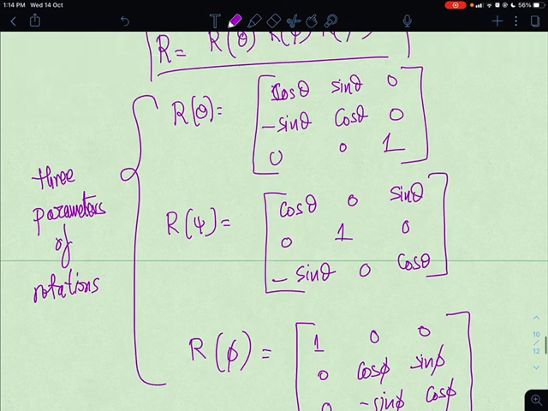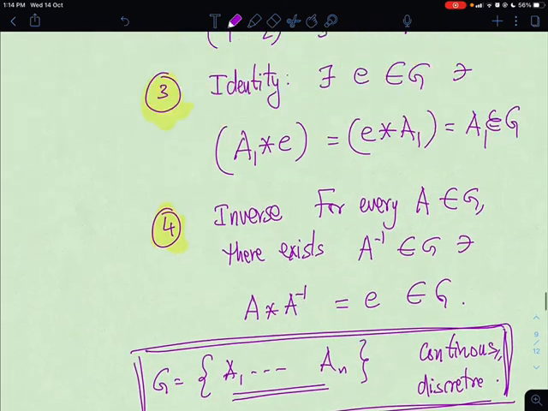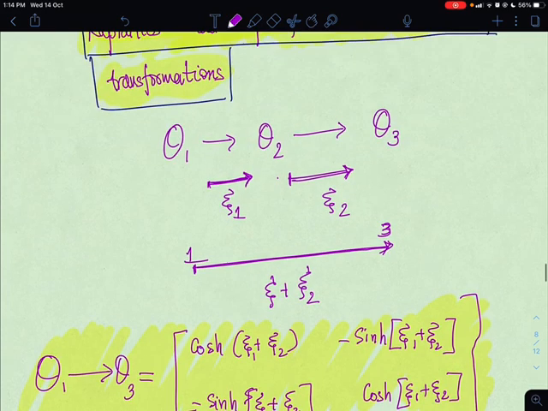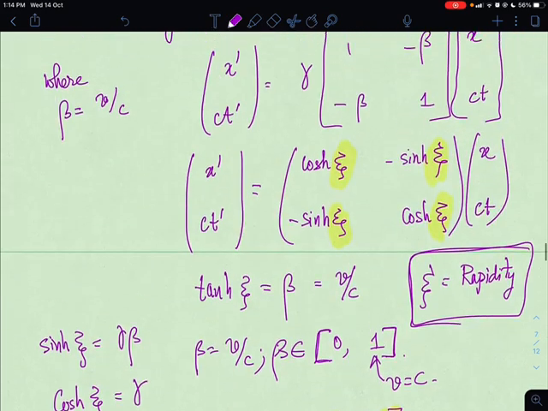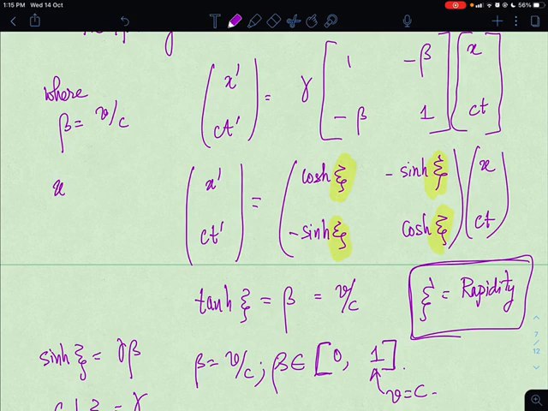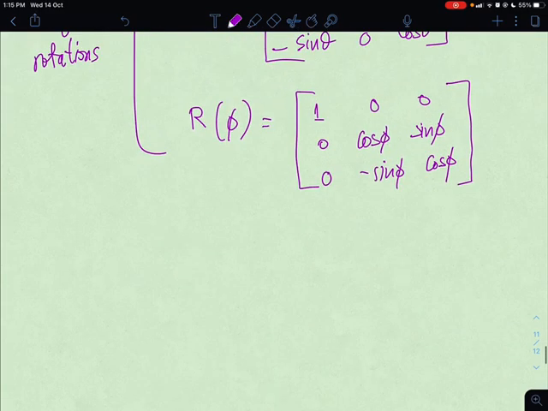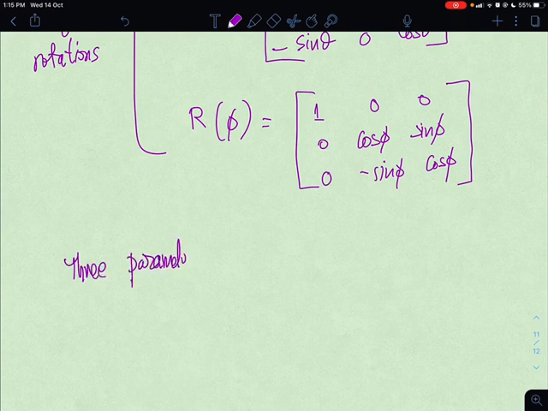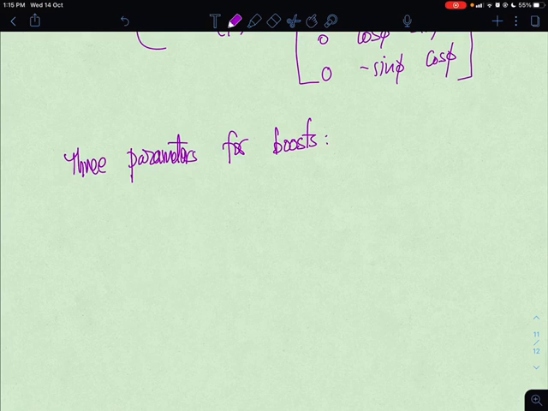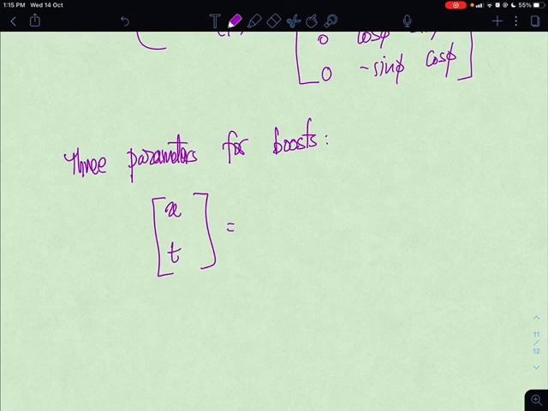Rotations, and then there are 3 parameters for the boost. So, these are these 3 parameters, say for example, a boost in the x t direction. 3 parameters for boosts. So, you can have boosts which are given in x and t direction, or t and x direction, say for example.